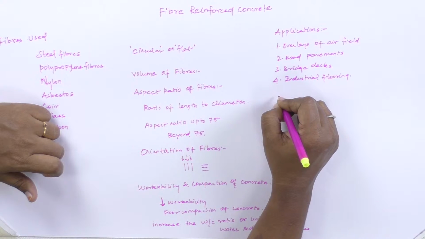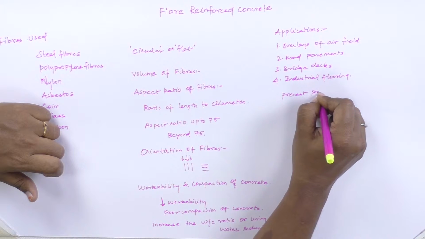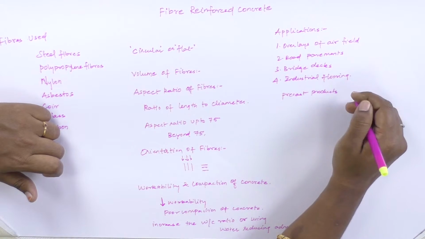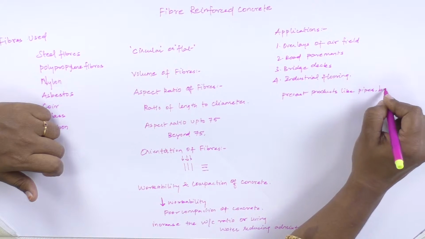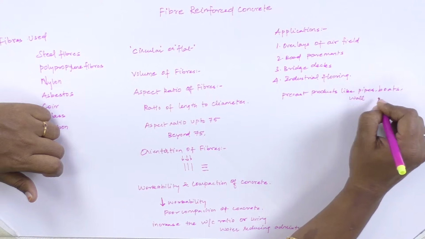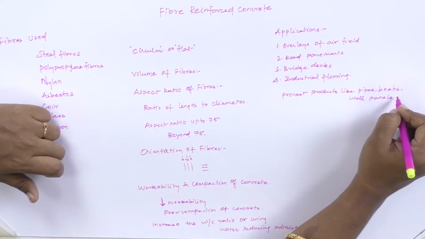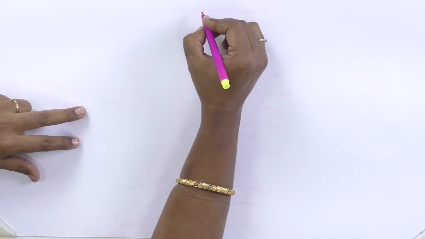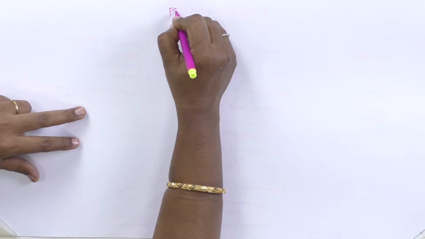This fiber reinforced concrete is also being used in the production of precast products like pipes, boats, wall panels, etc. Now we are going to discuss polymer concrete.